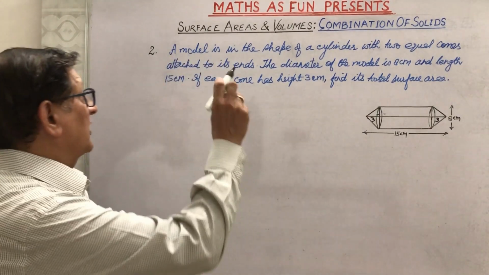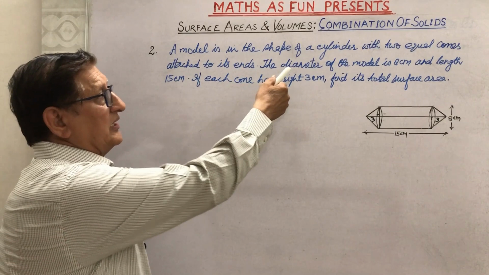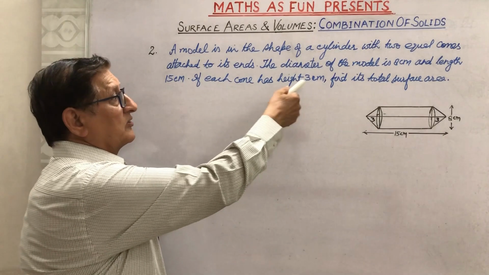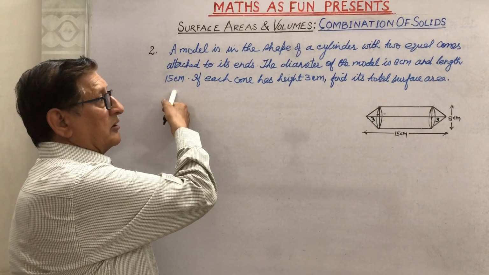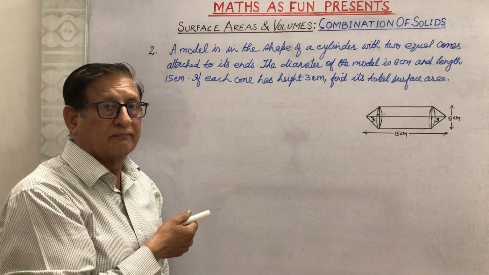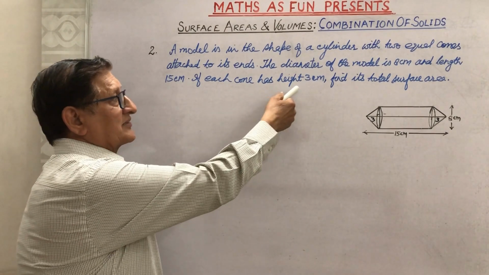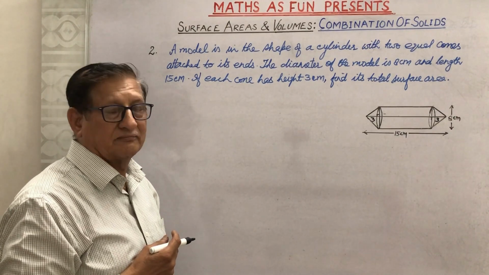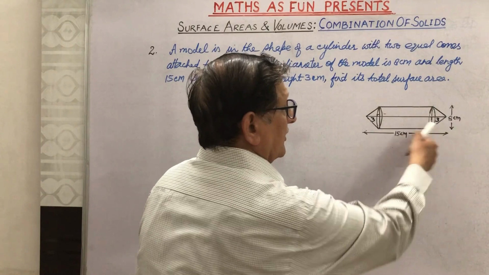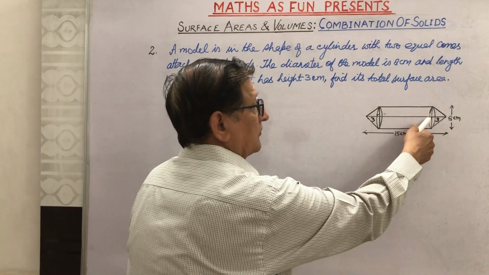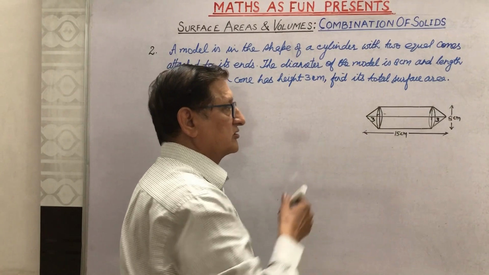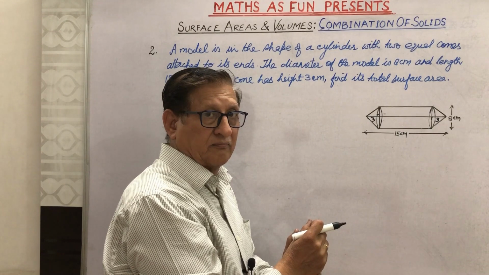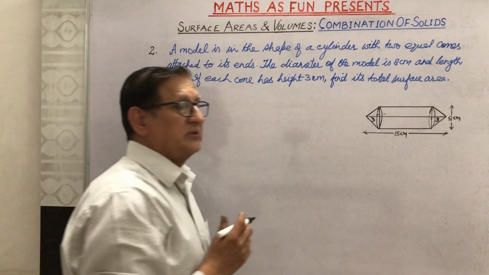The second problem we have: a model is in the shape of a cylinder with two equal cones attached to its ends. The diameter of the model is 8 centimeters and length is 15 centimeters. Each cone has height 3 centimeters, then find its total surface area. See, we are drawing the diagram for it. This is a cylindrical part and the cones attached to both the ends of it. The total height has been given as 15 centimeters and the diameter is given as 8 centimeters.